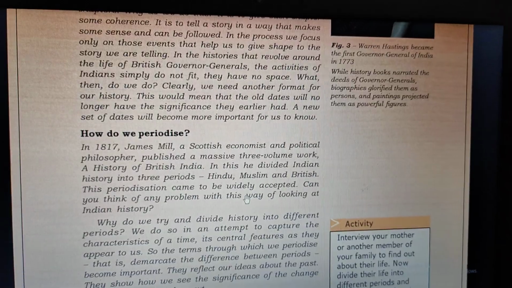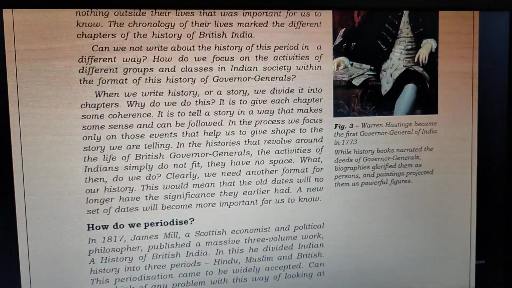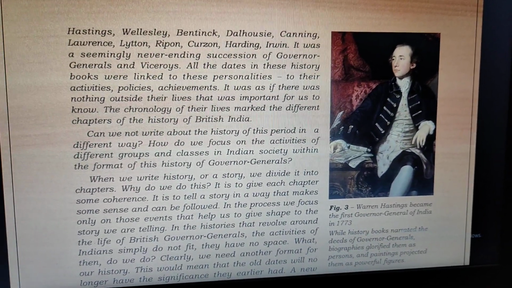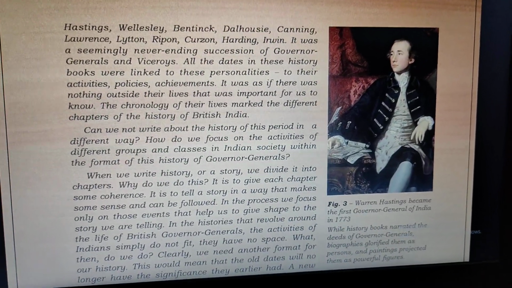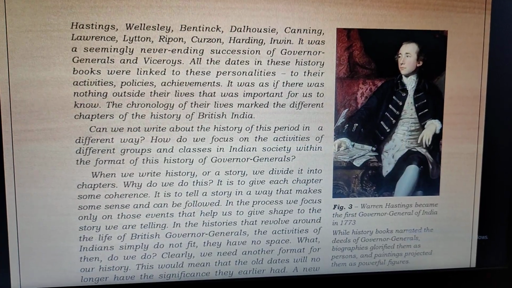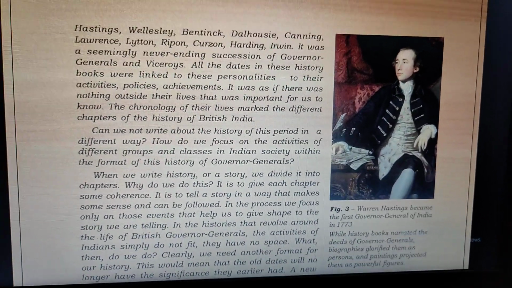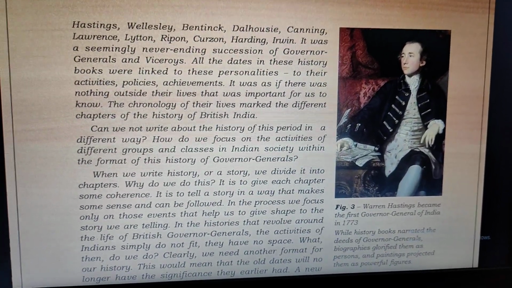Okay. So we were talking about Warren Hastings, right? Now, Hastings, Wellesley, Bentinck, Dalhousie, Canning, Lawrence, Lytton, Ripon, Curzon, Harding, Irwin. Who are these? The Governor Generals of India, right? The people who have been appointed as the Governor General of India by the British people.